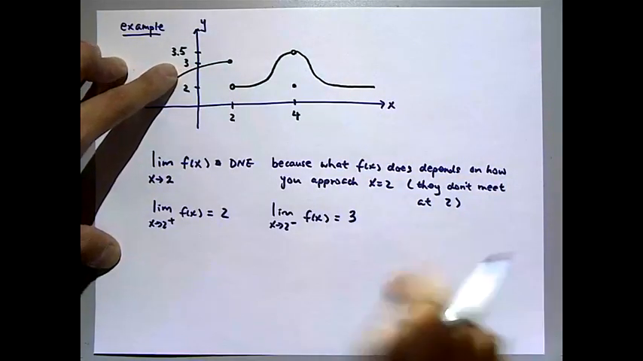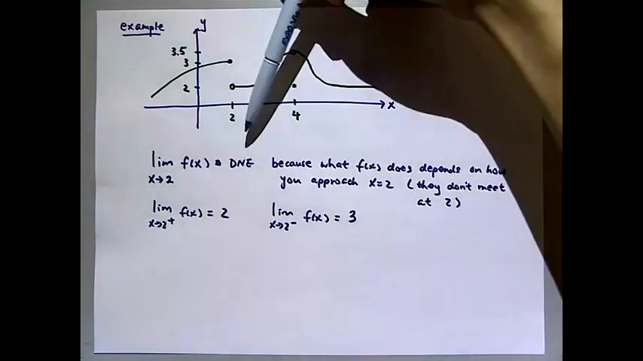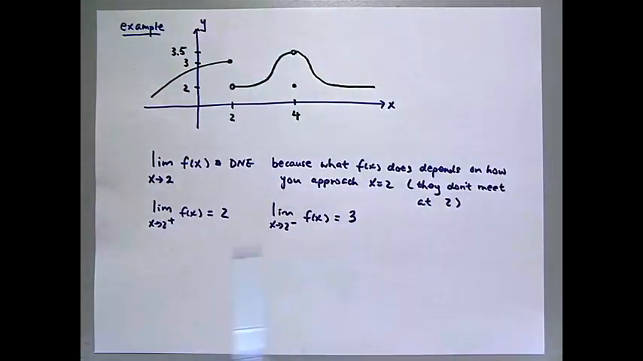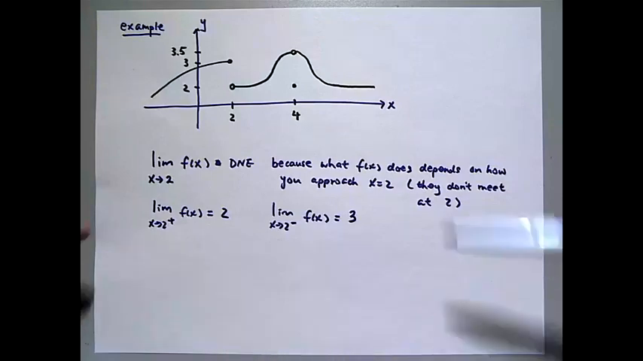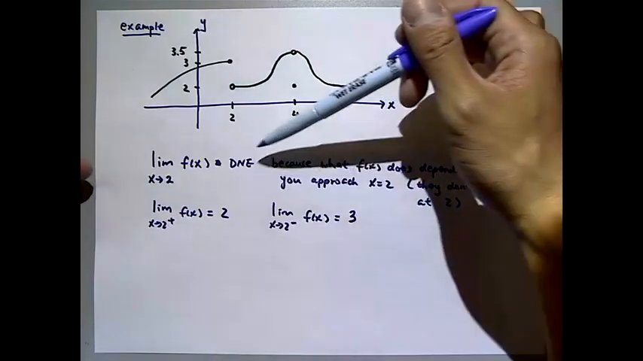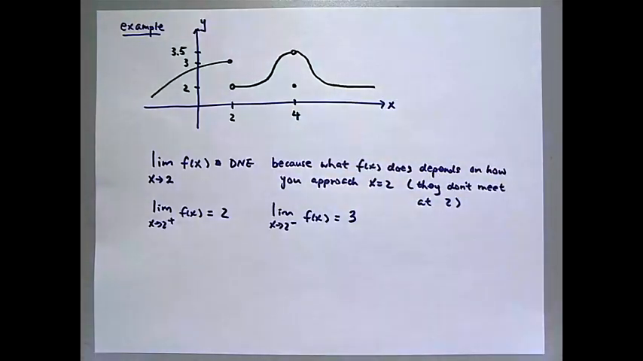Okay? So the regular limit does not exist, but the one-sided limits exist. One is a 2, one is a 3. And if you see them being different numbers, then the regular limit will not exist.